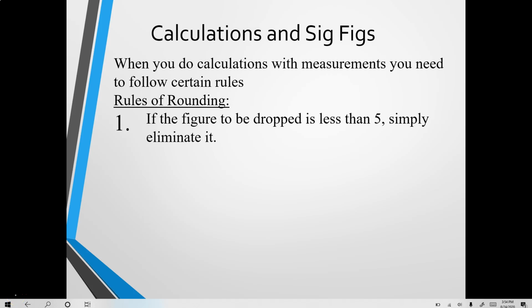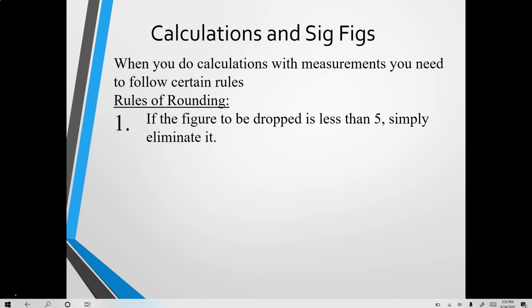I hope that you successfully completed the rules for significant figures video and the assignment. Now we're going to talk about how to do calculations with significant figures. And the first thing that we need to do with calculations is first we have to understand how to round things. So the rules of rounding.